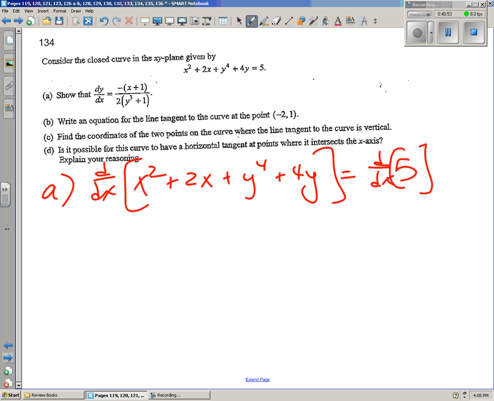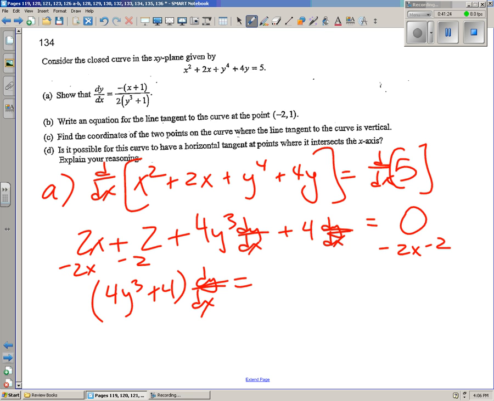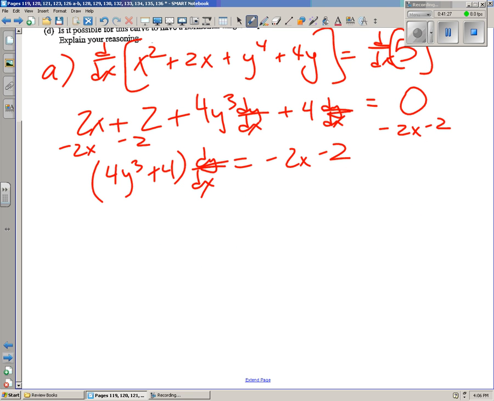So the derivative of x squared is 2x, plus the derivative of 2x is 2, plus the derivative of y to the fourth is 4y cubed dy over dx, plus the derivative of 4y is 4 dy over dx equals 0. I'm going to shove my non-dy dx's to the other side. So I get 4y cubed plus 4, parentheses, dy over dx equals negative 2x minus 2. Divide by 4y cubed plus 4.